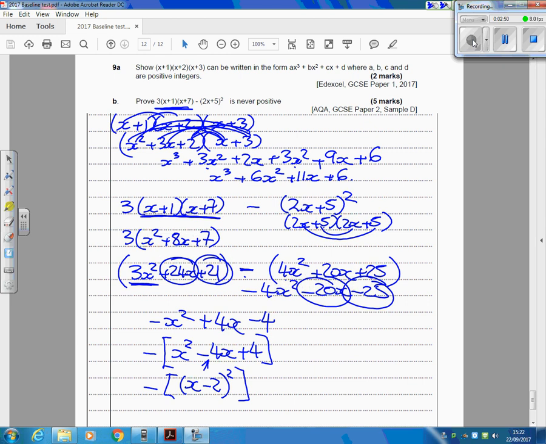The reasoning here was then that x minus 2 all squared is always greater than or equal to 0. Because something squared can never be negative. And so the negative of this will be less than or equal to 0. It could never be positive. That's where the reasoning went.